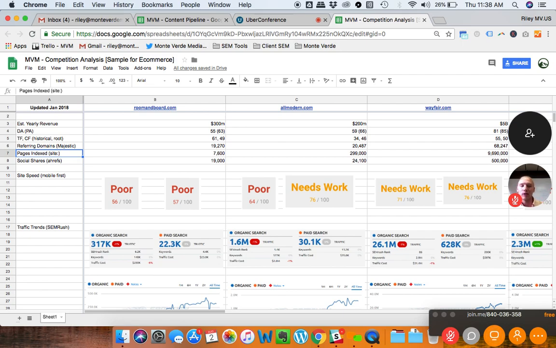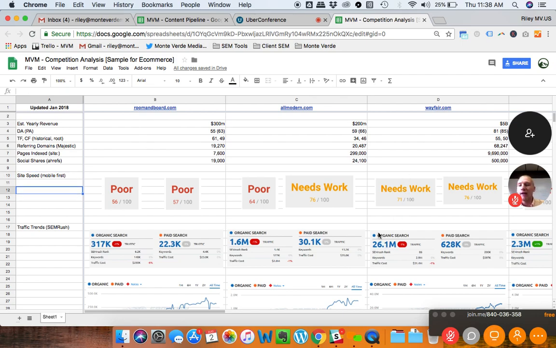But anyway, so pages indexed is going to show us, are they putting out content? Do they have a bunch of landing pages that we don't know about? Things like that. And then social shares, obviously, being active on social media. Social signals are a ranking factor. We don't know how much of a ranking factor, but it's a ranking factor nonetheless. And just to see it across competitors helps us to evaluate and strategize moving forward.